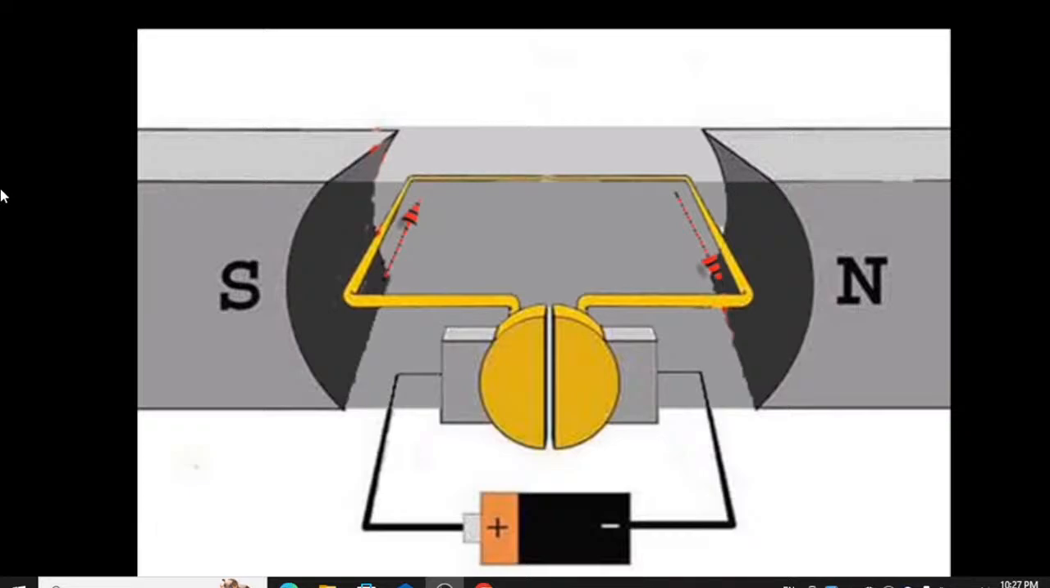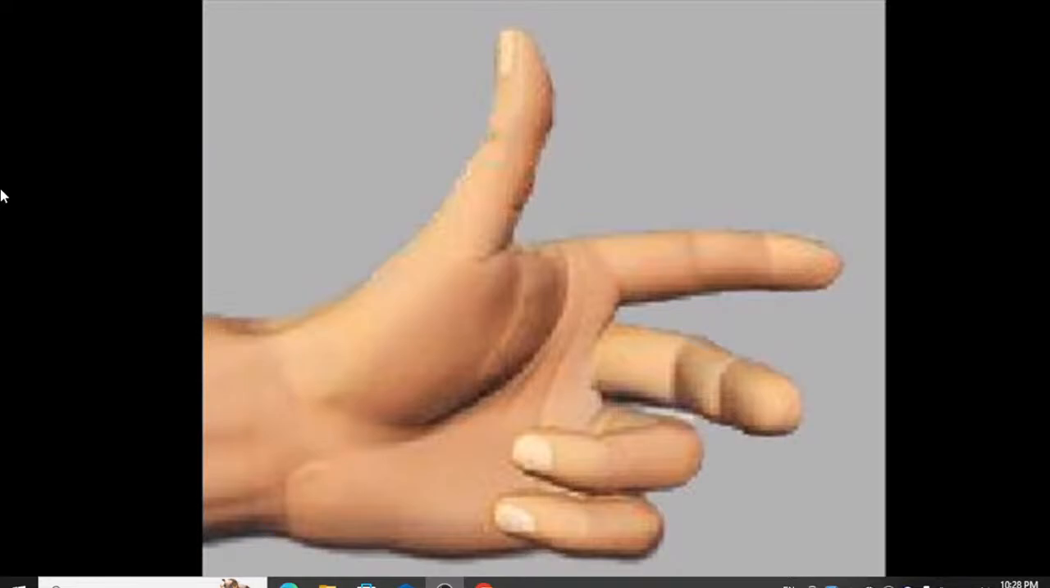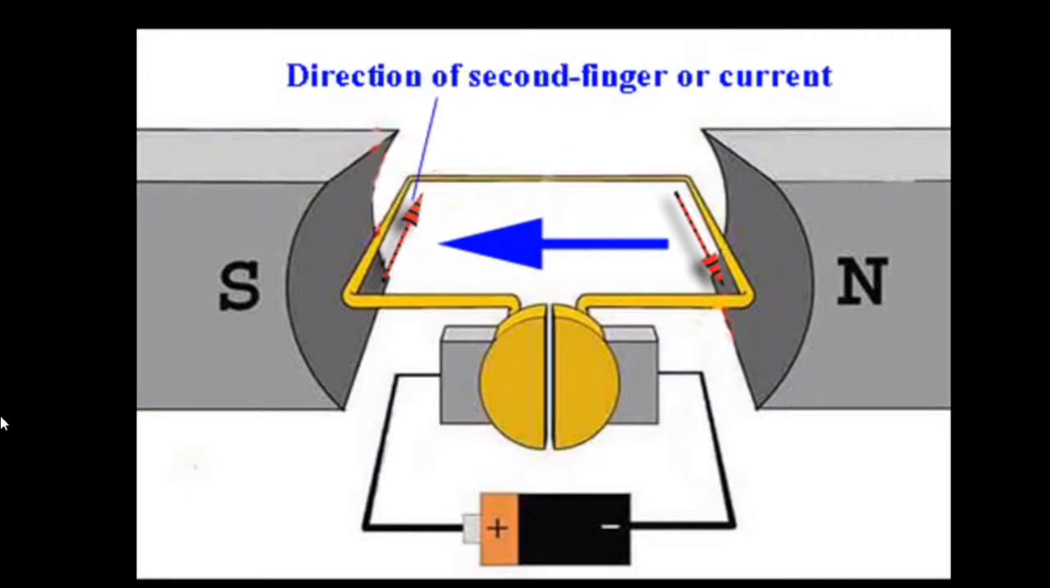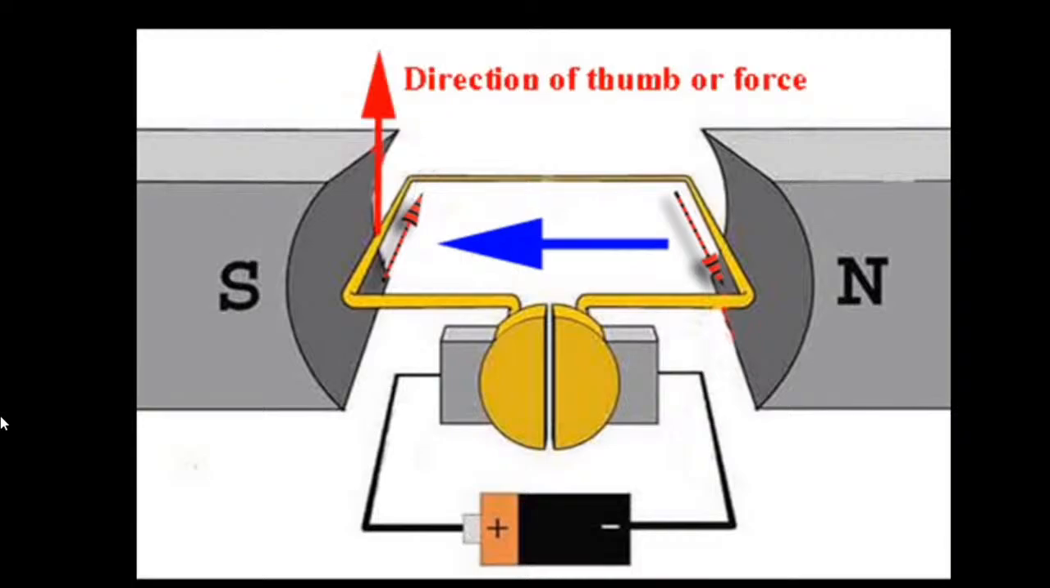The direction of the mechanical force can easily be determined by applying Fleming's left-hand rule. For that, we have to stretch the forefinger, second finger, and thumb of our left hand at right angles to one another. With that, if the forefinger is aligned along the direction of magnetic field, that is from North Pole to South Pole, and the second finger or middle finger is aligned along the direction of current in the left side conductor, then the thumb indicates the direction of mechanical force. This is clearly upward here.